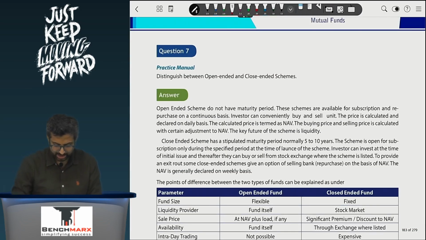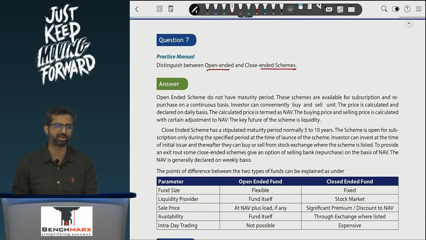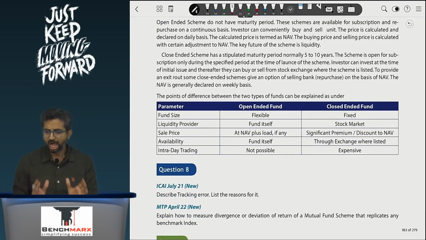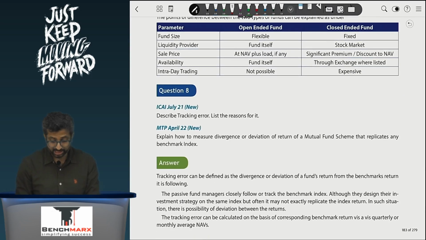Okay. Distinguish between open-ended and close-ended schemes. So open-ended schemes are open for entry and exit whenever the investor wants. Close-ended schemes can be invested in directly at the time of the NFO, new fund offer. Later they can be traded on the exchange. Describe the word tracking error. Now this is a little interesting.